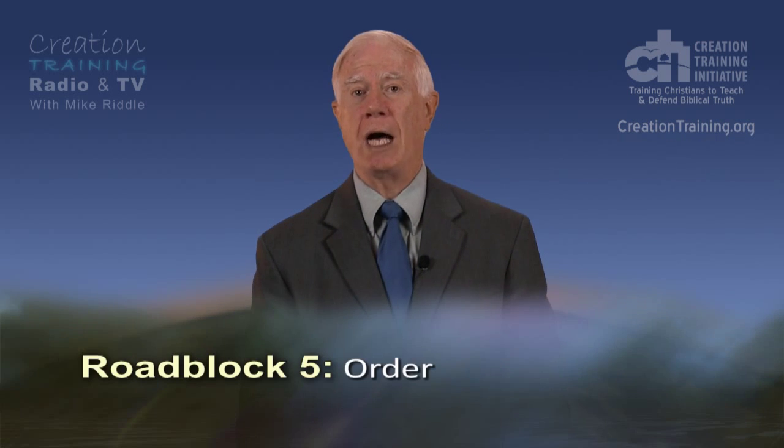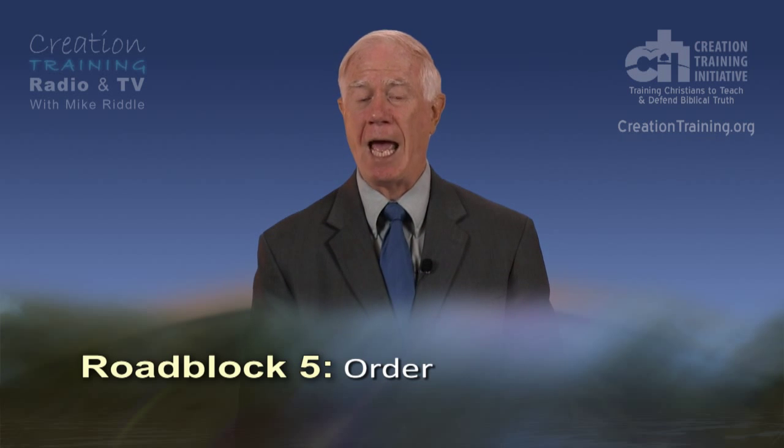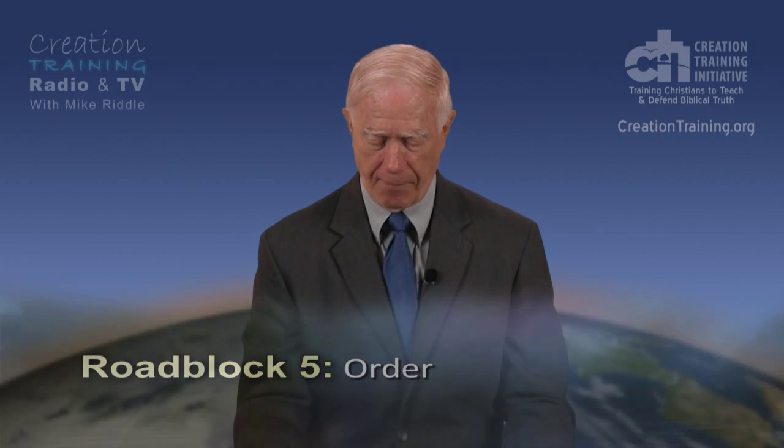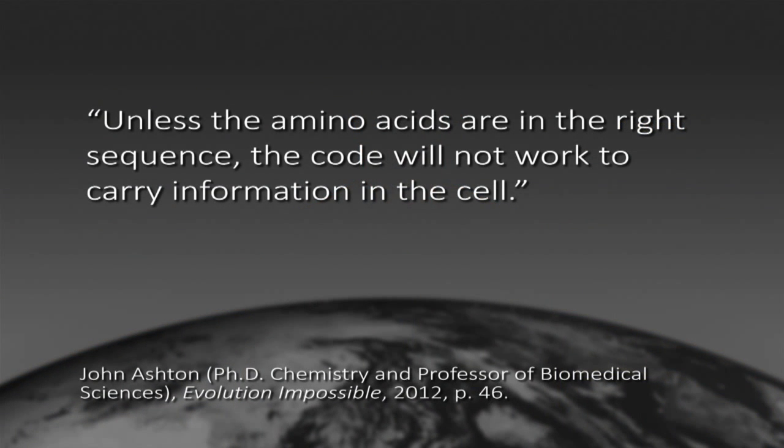Now let's go to roadblock number 5, that is called order. All these amino acids have to be in the correct sequence. Having just all left-handed amino acids is a big enough problem, but getting them in the right order multiplies this problem. John Ashton, who has his PhD in chemistry and is professor of biomedical sciences, states this: unless the amino acids are in the right sequence, the code will not work to carry information into the cell. So again, these are just 5 roadblocks to life originating by naturalistic processes.